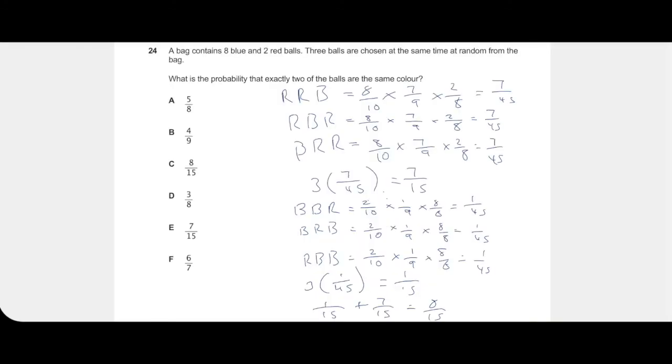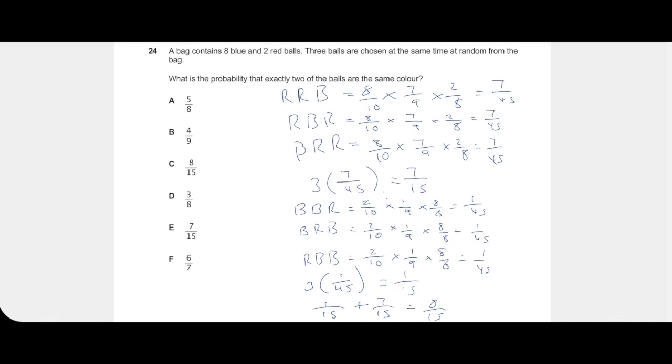Question number 24. A bag contains 8 blue balls and 2 red balls. 3 balls are taken out of the bag at random, one by one without replacement. What is the probability that exactly 2 of the balls are the same colour?